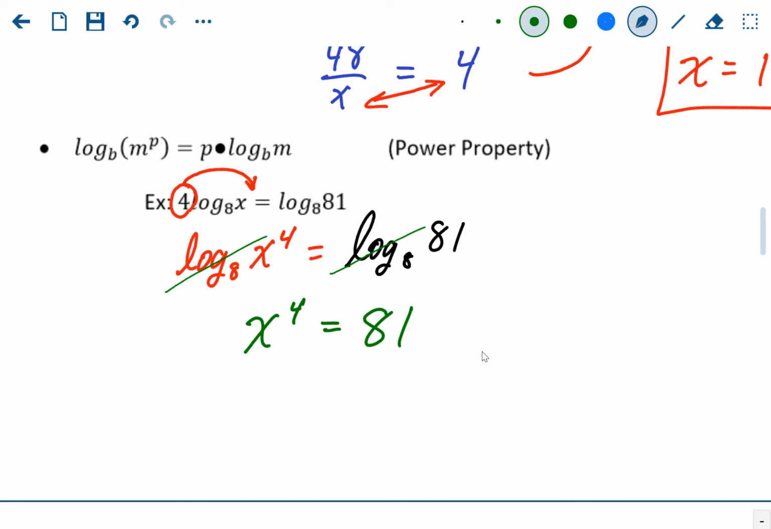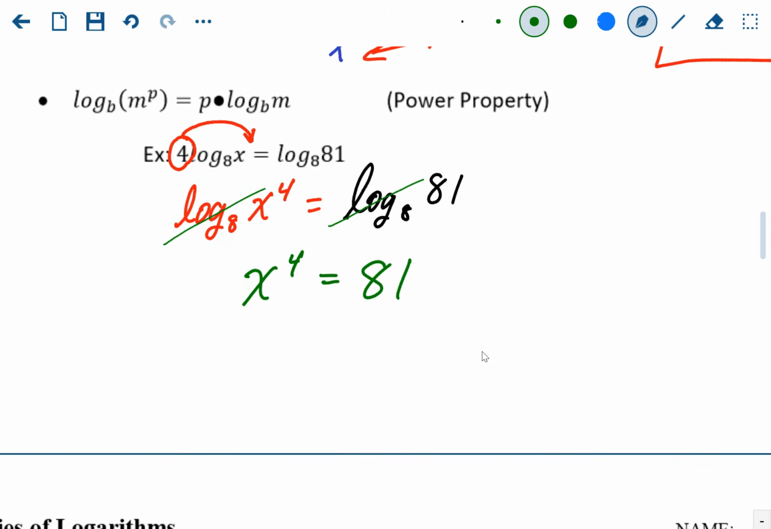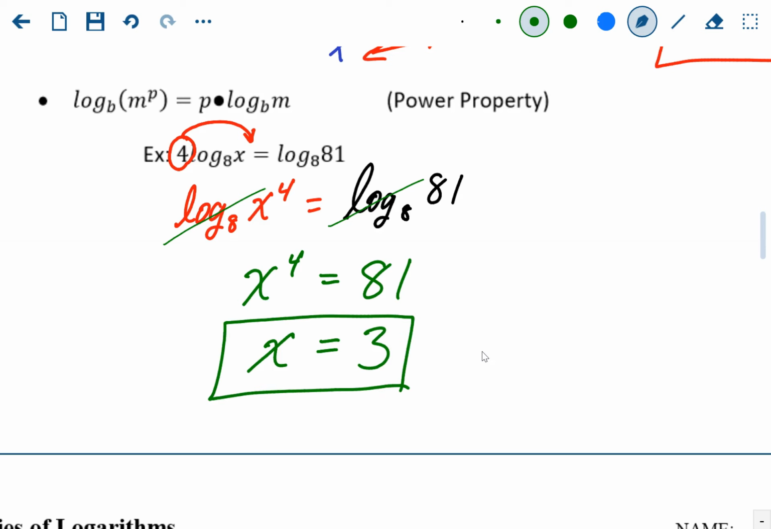And you can take the 4th root or raise it to the 1/4 power, or just kind of figure out some number sense. 2 to the 4th power is 16. So you try the next one. 3 to the 4th power is 81. 3 times 3 times 3 times 3. Again, -3 also works. So -3 times -3 times -3 times -3 is 81. But again, it's going to make one of our arguments negative. So this one's only the positive version, x equals 3.